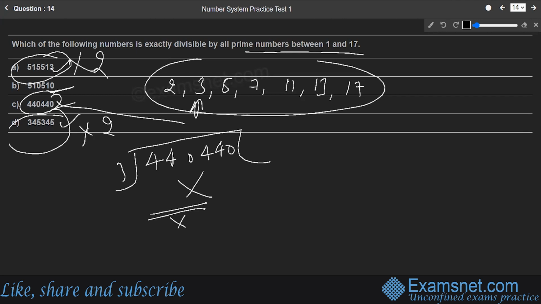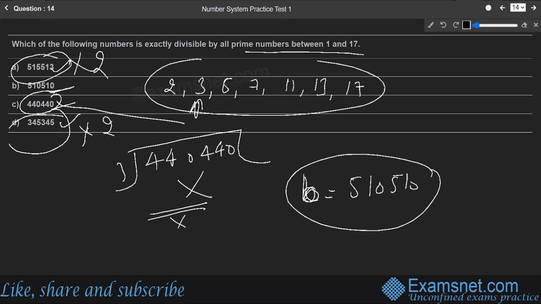So the only number that is left out is option B, which has the number 510510. That is the number. So obviously that is the only choice left out. So that should be the right answer, option B, which should be divisible by all the prime numbers between 1 to 17.